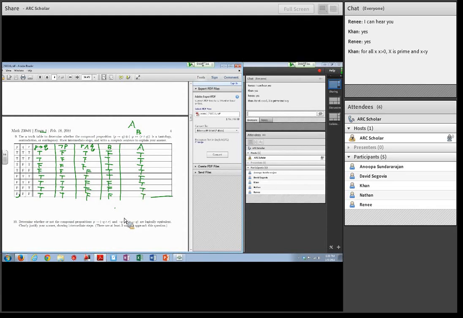So is this a tautology, contradiction? Yes, it's a contingency, right? Just explain why. Because sometimes it's true, sometimes it's false, so it's a contingency, right? You can either point out which one is false or which one is true.